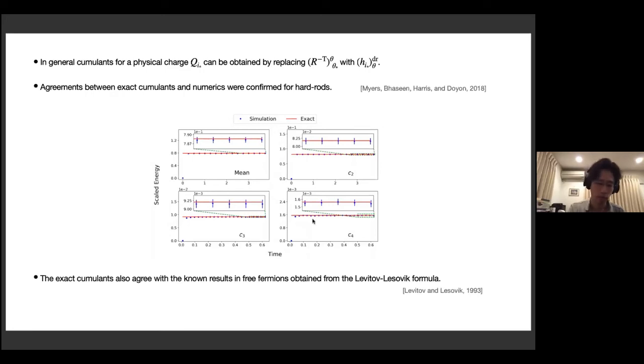And just to provide you compelling evidence that these are all correct, some numerical checks were performed in this work against hydrodynamics. These are the cumulants for the scaled energy, and the agreement is, I think, unquestionable. So I'd say MFT is really correctly producing the large deviation properties of GHD. And you can also easily produce this Levitov-Lesovik formula, for example, in this pre-Fermi case, very immediately.